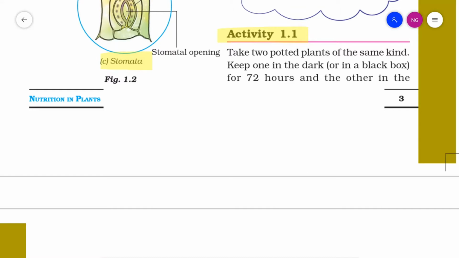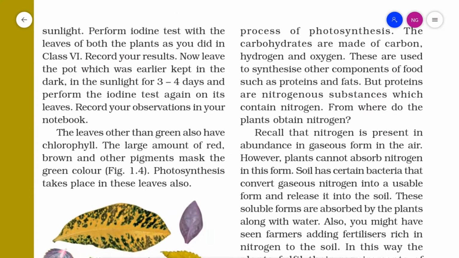For this activity, we need to take 2 potted plants of the same kind. One potted plant should be kept in the dark for 72 hours, and the other potted plant should be kept in the sunlight.